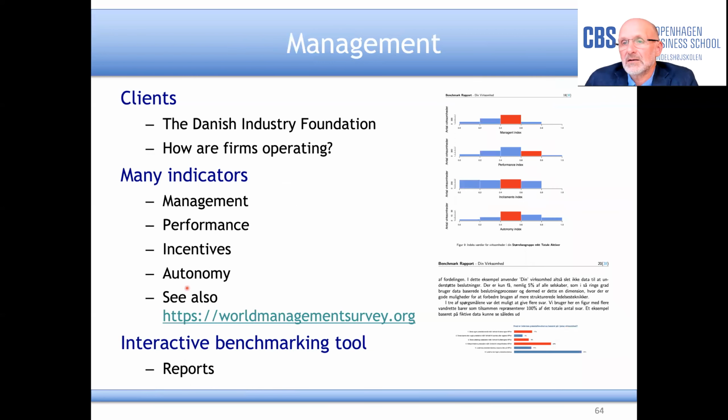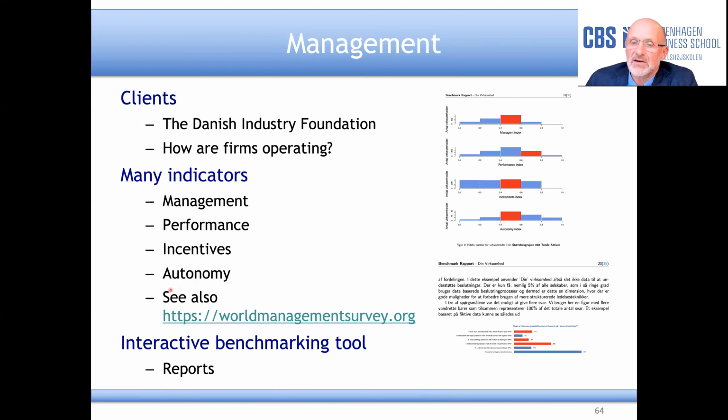And then another one, again benchmarking actual performance, is about management practices. So again, what kind of management tools are you using? Are you using performance-based payments? Are you measuring performance? Are you giving incentives based on these measured performances? How much are you relying on decentralized decision-making? We're benchmarking how firms operate. That's basically what we benchmark.